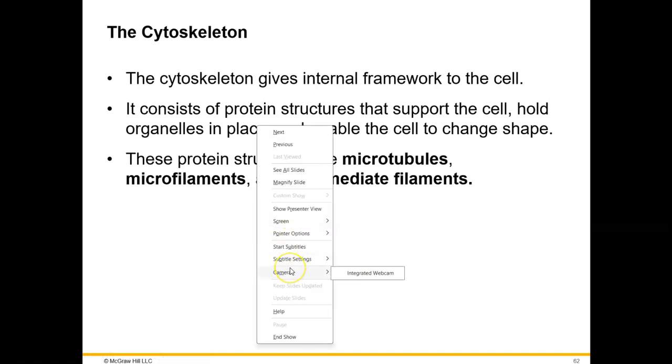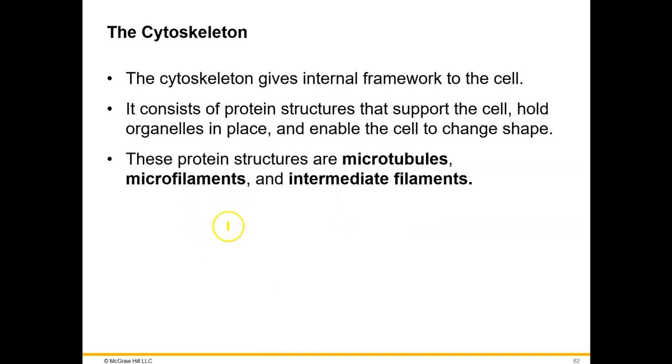The cytoskeleton of the cell is formed from protein fibers or protein structures that support the cell, hold the organelles in place, and enable the cell to change shape. They just have different things that they do. But there are three types of protein fibers that form the cytoskeleton. They are microtubules, which are the thickest, microfilaments, which are the smallest, and then intermediate filaments, which are medium size.